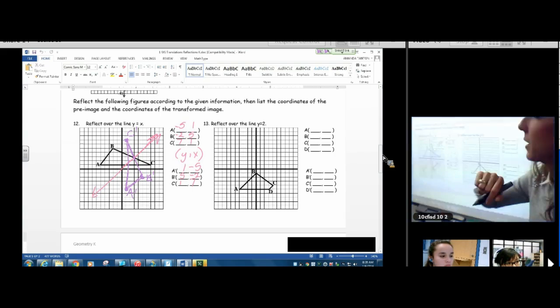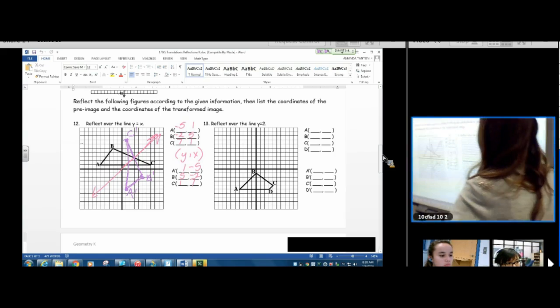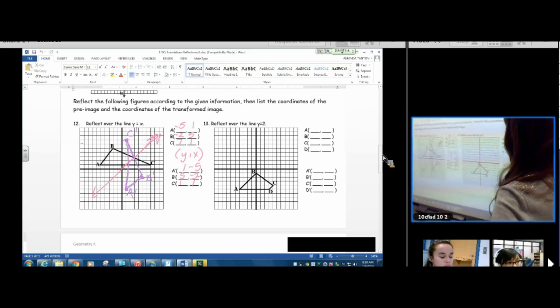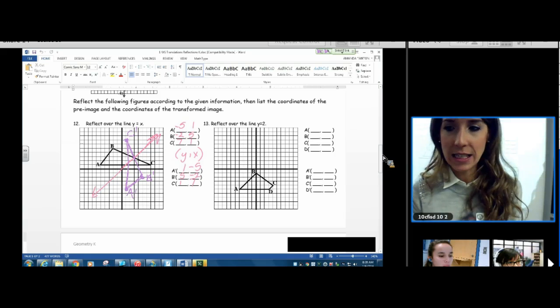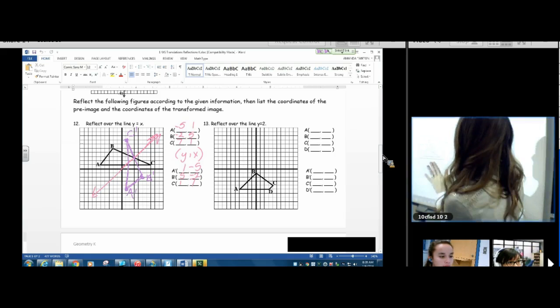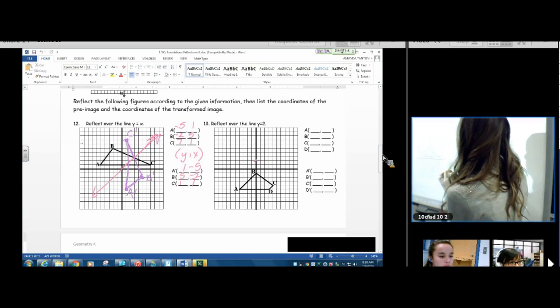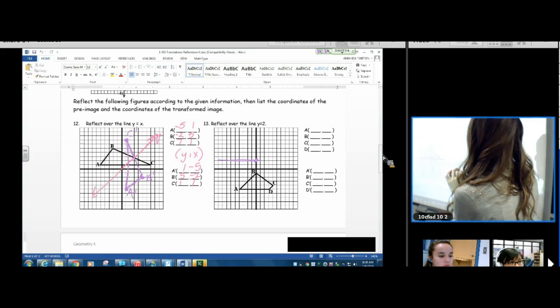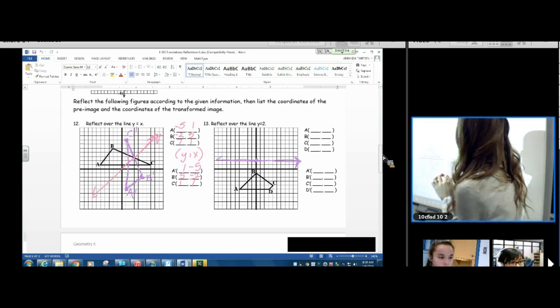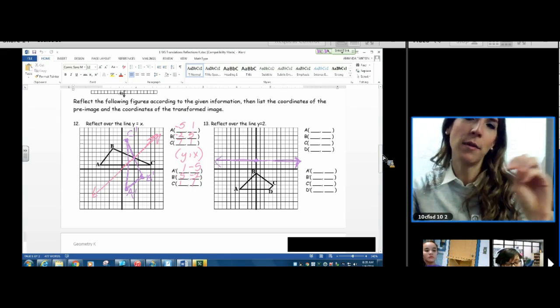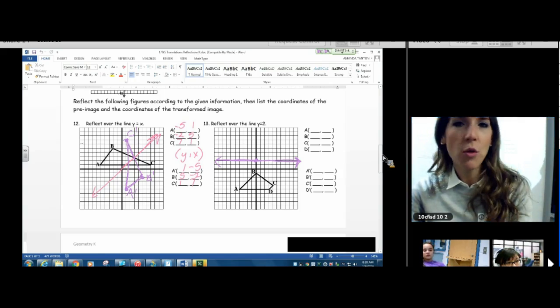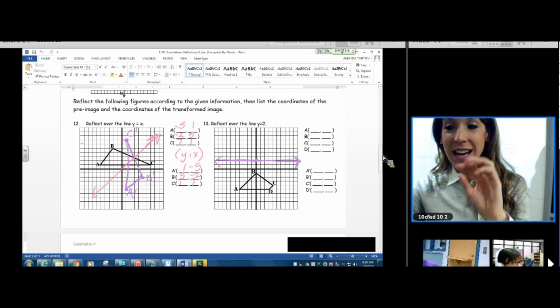All right, next one. Reflect this over the line y equals 2. Okay, so y equals 2 means it's going to hit my y-axis and it's going to hit it at 2. So I go to my y-axis and I go to 2. And this will be a good opportunity for me to show you the other way to reflect something on the coordinate plane. There's no rule on your list that says, here's how to reflect over the line y equals 2. There's no rule. So instead, you're just going to count.